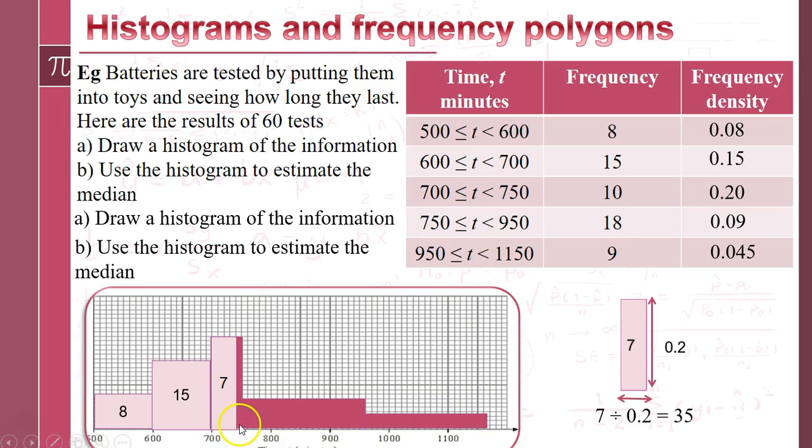So if we go back down to our diagram here, that means we've got a value there that's 735. And that is the value of our median. And there we go. So our median is 735 minutes.